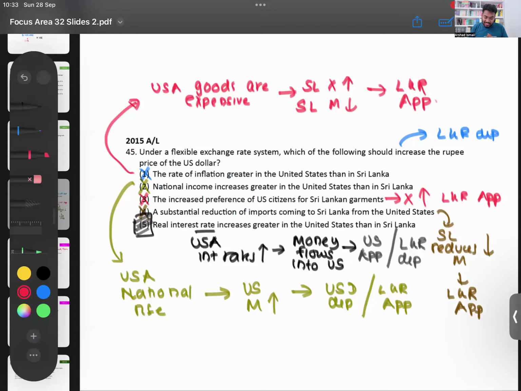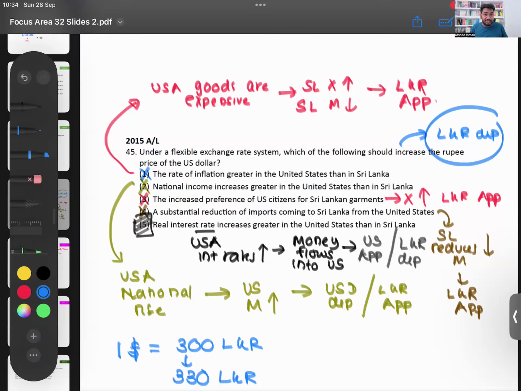Rupee value increases? No, that's a depreciation. Think rupee value now. Right now, the rupee value of a dollar is 300. So right now, 1 US dollar is 300 LKR. If the rupee value increases, it means now 1 US dollar will be, let's say, 330 LKR. So what is that? That is a depreciation of the Sri Lankan rupee. That's why I said Sri Lankan rupee has to depreciate in this question. Okay. So nice small points, a lot of small things that you could have done.